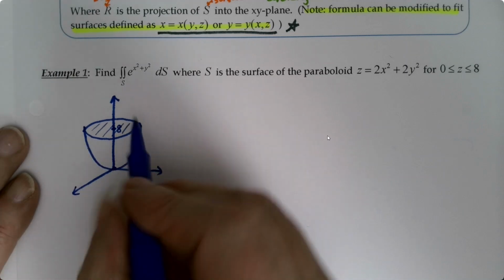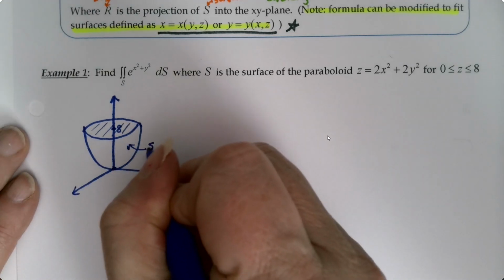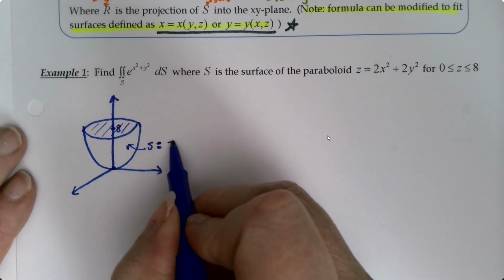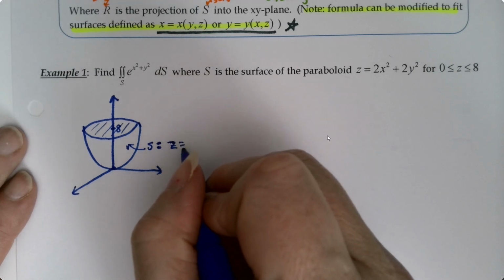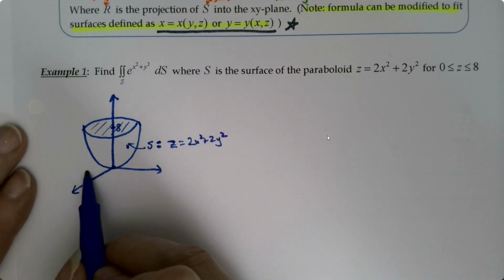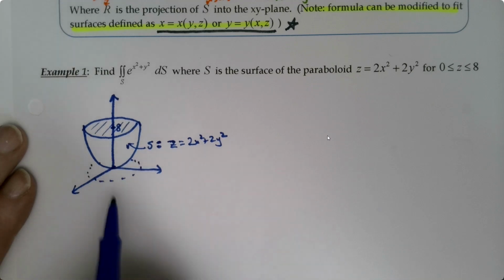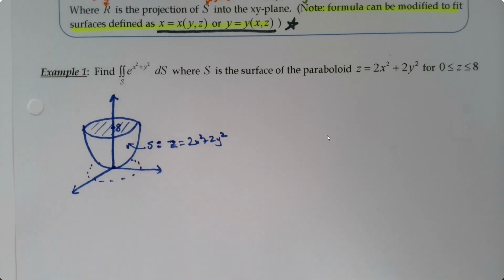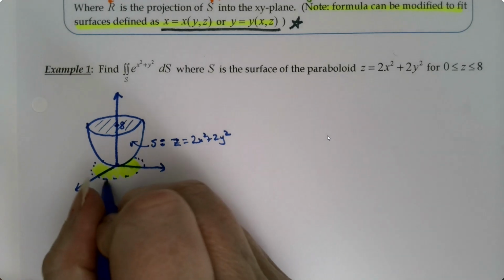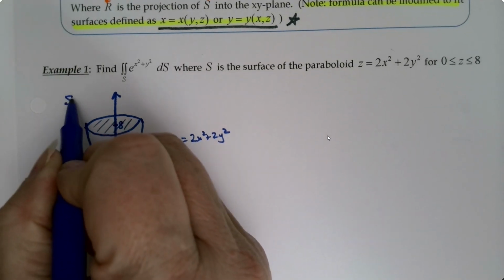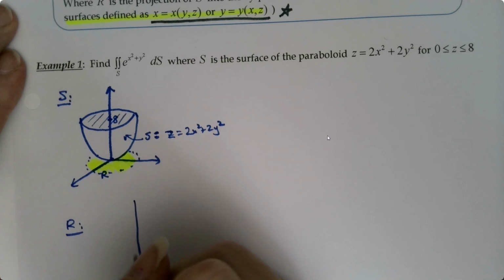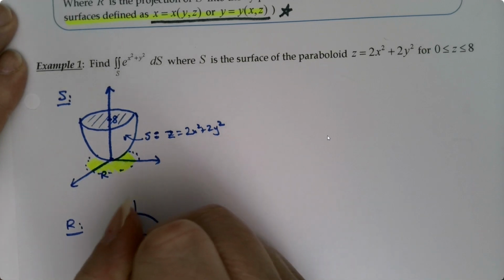Now this surface S, this is our surface, which is z equals 2x squared plus 2y squared. There's that object, and it's casting its shadow down onto the xy plane, and that will be our region R. So let me draw this down here. Okay, so that's R. So now, if this is the surface S that I'm drawing, let's draw R as well. And it's obviously a circle.